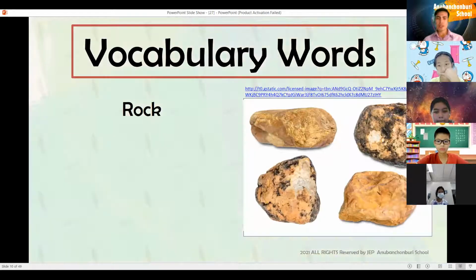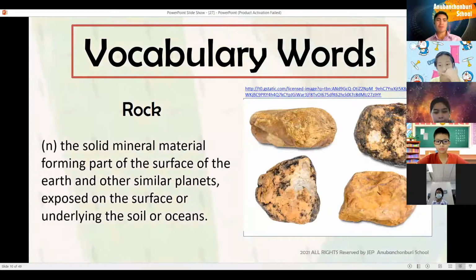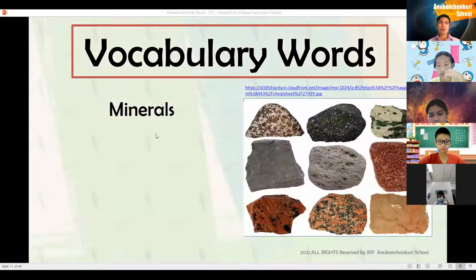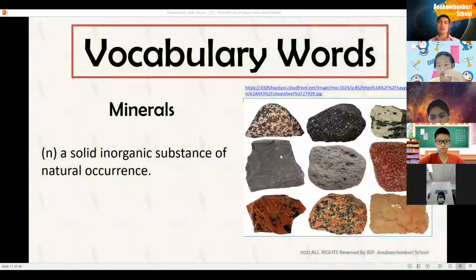So rock. I think you know this one already. The solid mineral material forming part of the surface of the Earth and other similar planets, exposed on the surface or underlying the soil or oceans, like basalt. Basalt is a type of rock that can be found on a planet similar to Earth. So those are rocks. Minerals are solid inorganic substances of natural occurrence. It means it is not man-made.